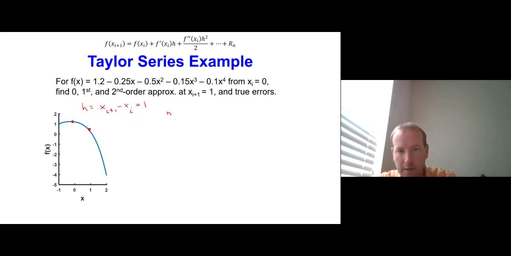And so then a 0 order approximation is just going to involve the first term, just f of xi equals 0.